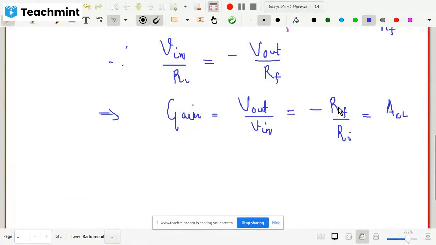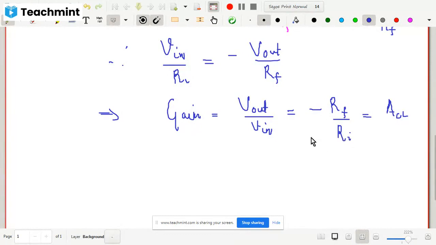That means if you are taking RF to be 3 kilo ohm, you should take RI to be also 3 kilo ohm. So that this 3 kilo ohm will get cancelled out and then you will get 1. That means the gain is unity. So you can even design an inverting amplifier as unity gain. So the condition is that the value of RF should be equal to RI in that particular case.